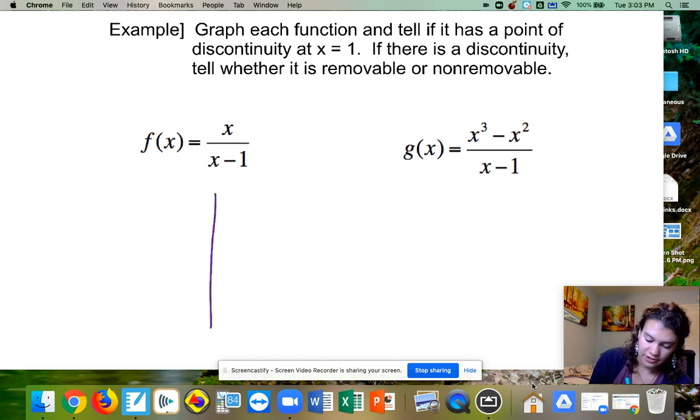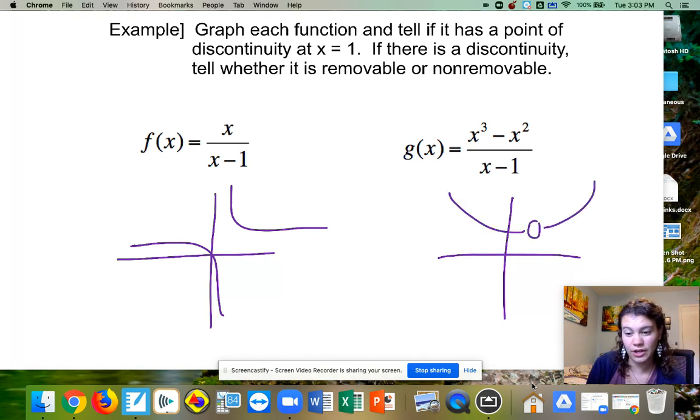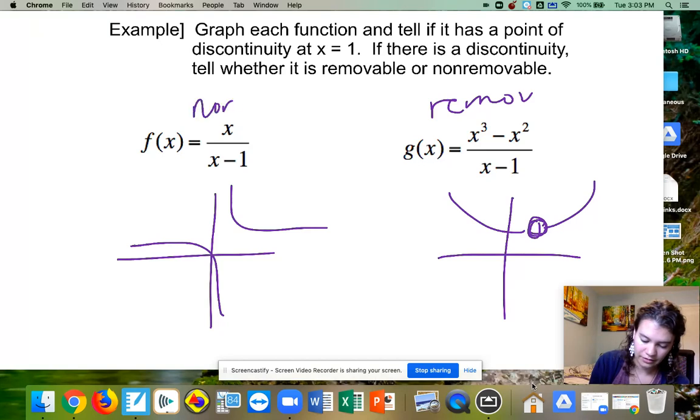All right, so a sketch of these graphs. This first one is going to look something like this, and the second one is going to look something like this. Your calculator may not show the open circle so obviously, but if you look at your table and trace it, there's going to be an open circle right there. So this one would be a removable discontinuity. This one would be a non-removable.